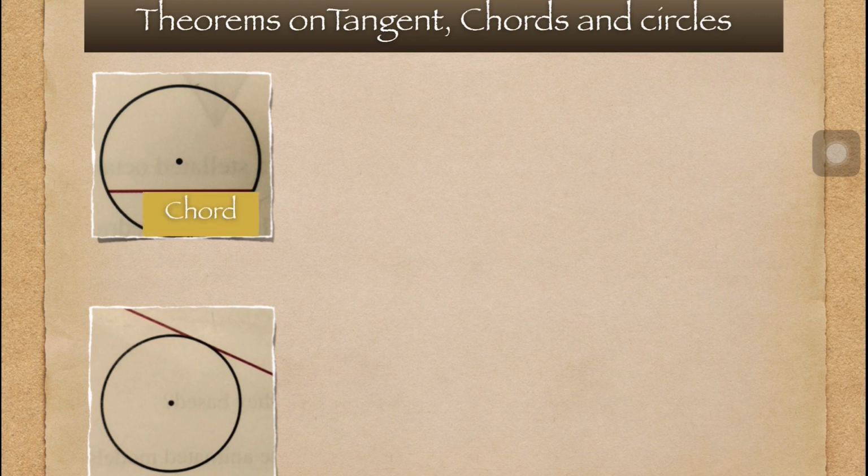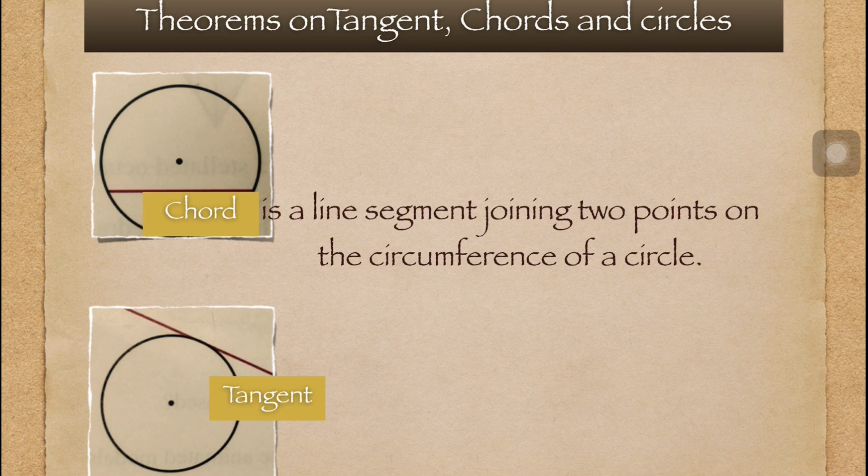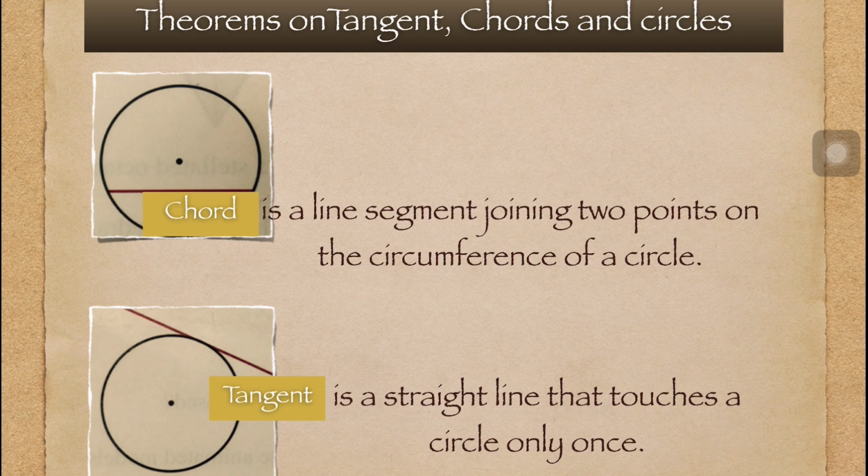Okay, this is the chord. Remember that the chord is a line segment joining 2 points in the circumference of a circle. The tangent here is a straight line that touches a circle only once. That's the meaning of the tangent: it touches the circle only once.